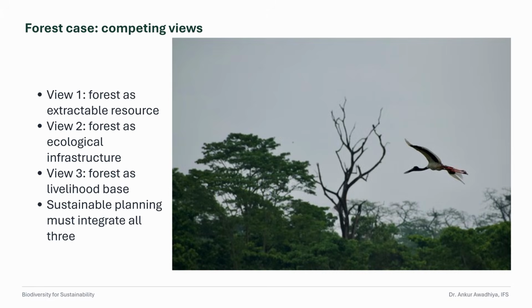A forest can be seen in very different ways. One view treats it mainly as an extractable resource, timber and products to be harvested. Another treats it as ecological infrastructure that regulates water, climate, soil, and biodiversity. A third treats it as a livelihood base for communities who depend on it culturally and economically. Sustainable development requires integrating all these 3 views. When only one perspective dominates, other values tend to be lost, without anyone explicitly deciding to lose them.